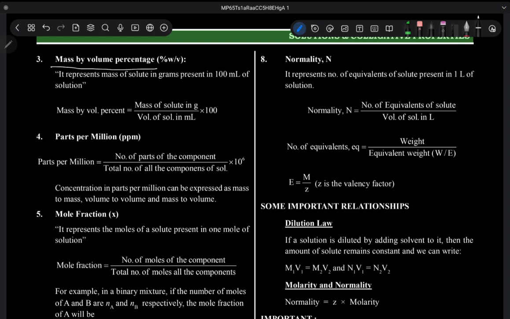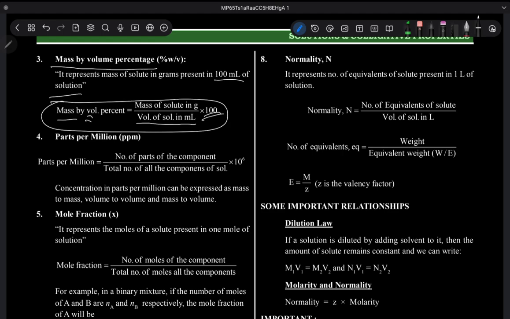Third concentration term, which is mass by volume percentage. It's a way to describe the concentration of a solution. In simple terms, it tells you how many grams of solid are dissolved in every 100 ml of liquid, where mass is the weight of the substance you are dissolving, which is the solute, measured in grams, and the volume is the total amount of the final mixture, which is the solution, measured in milliliters.